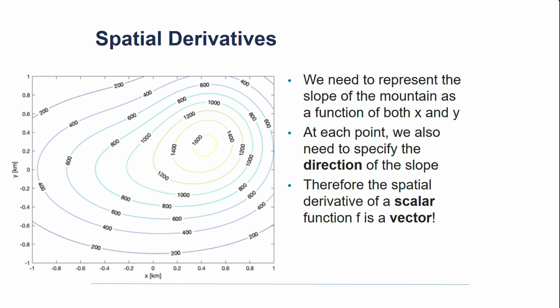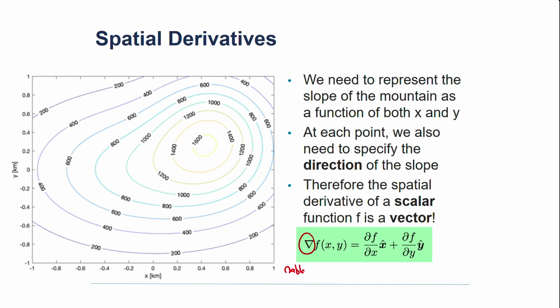Therefore, we can conclude that when we take the spatial derivative of a scalar function, f, the output is actually a vector because it has direction associated with it. And this operation is called gradient. We represent the gradient operation with this upside down delta sign, which is called nabla.